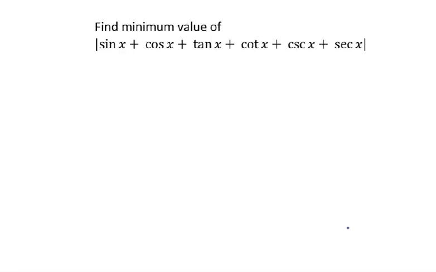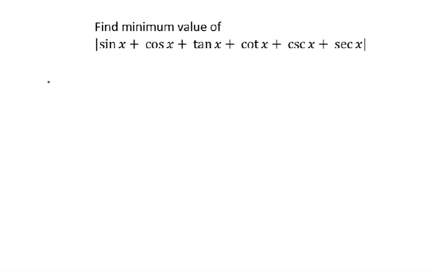Hello dear students, today we've got an interesting question in trigonometry, and the question says to find the minimum value of the absolute value of sin x plus cos x plus tan x plus cot x plus cosec x plus sec x. So you can see that all the 6 trigonometric ratios have been used, and they have been added, and we have taken the absolute value of the whole thing, and we need to find the minimum value of this total expression.